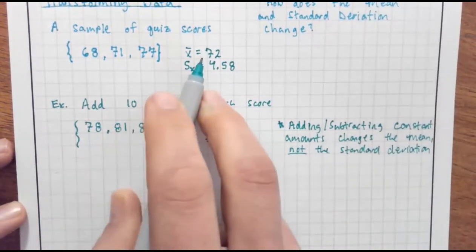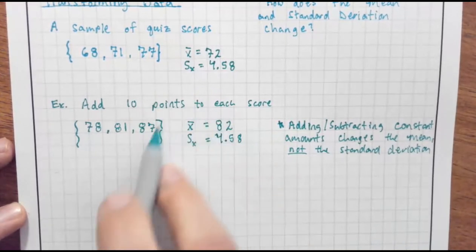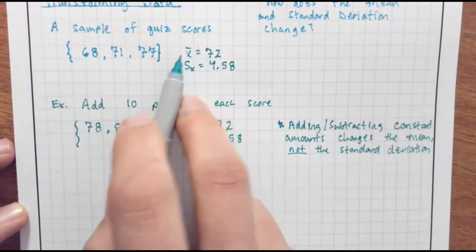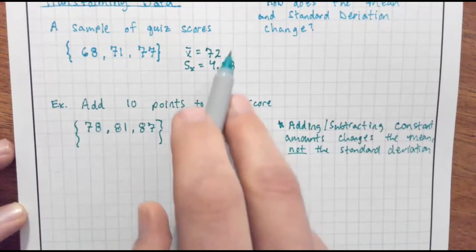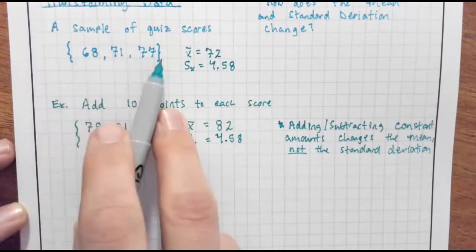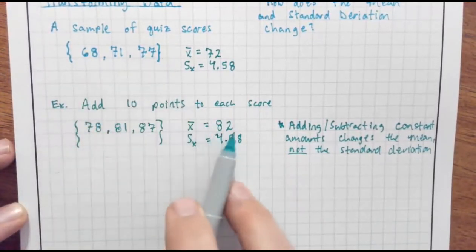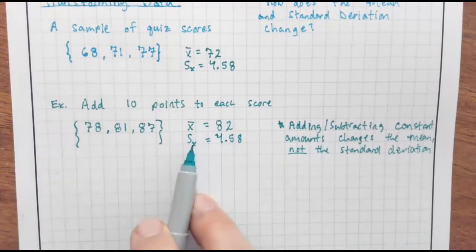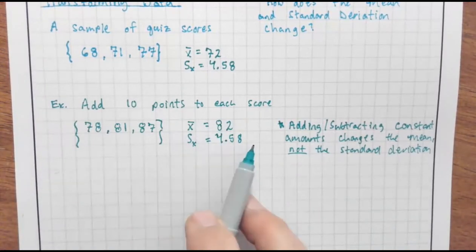So again, if you had the opposite of a generous teacher, a not so nice person, and they took 10 points away, the same thing would have happened. If I would have taken 10 points away from each score, the mean would have dropped to 62, but the standard deviation would still be 4.58.